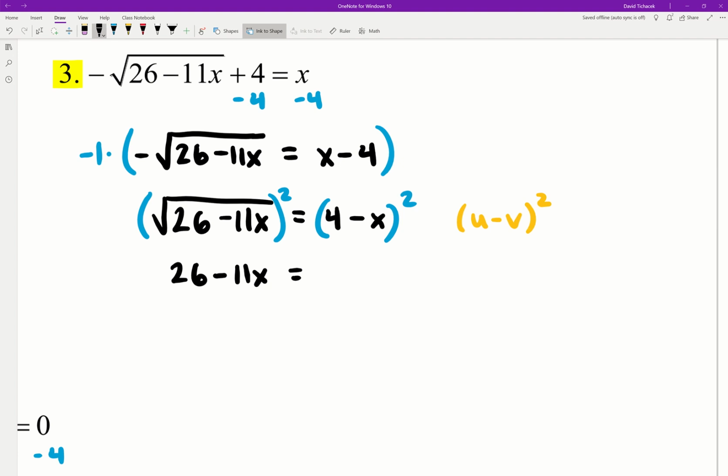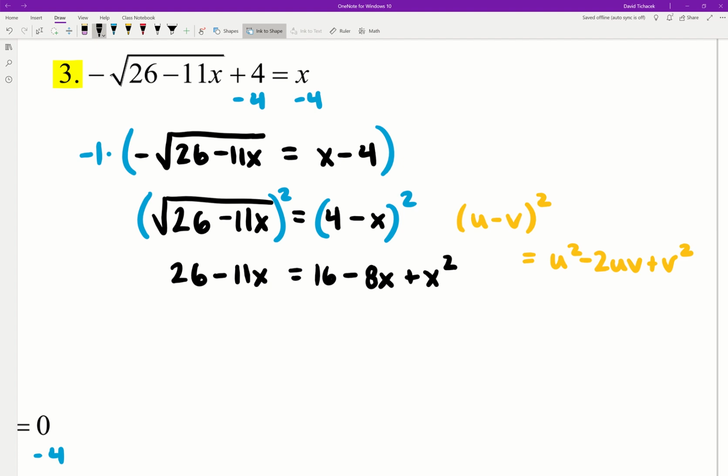You could write 2 copies of this and FOIL it out if you wanted to, but remember those special factoring formulas are going to help you out a lot here. So if you ever have this, remember that this is equal to u squared minus 2 times u times v plus v squared. Okay, and so applying that here, playing the role of v is 4, so we'd start off with u squared, or in other words 4 squared. That's going to make 16, and then we would subtract off 2 times u times v. That would be 2 times x times 4, and that of course would make 8x, and then we want to add on whatever v squared is here, and so that is going to be x squared for us.